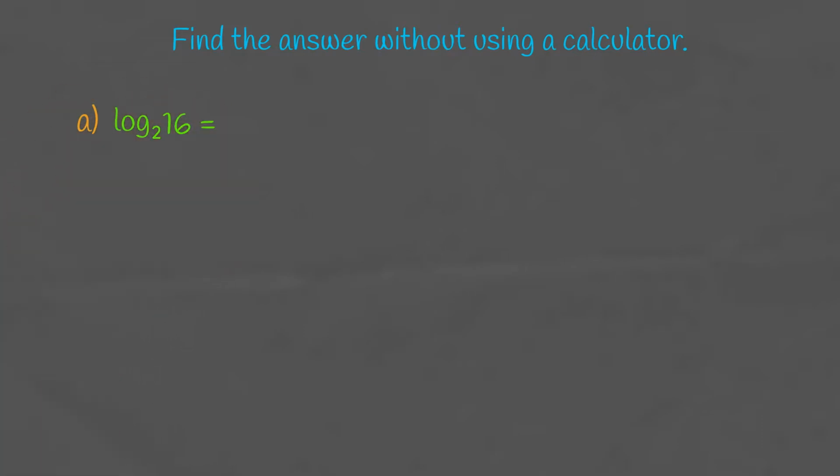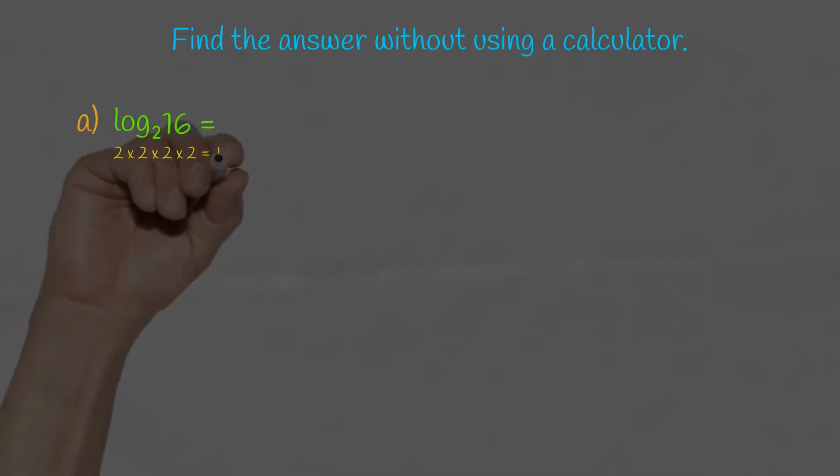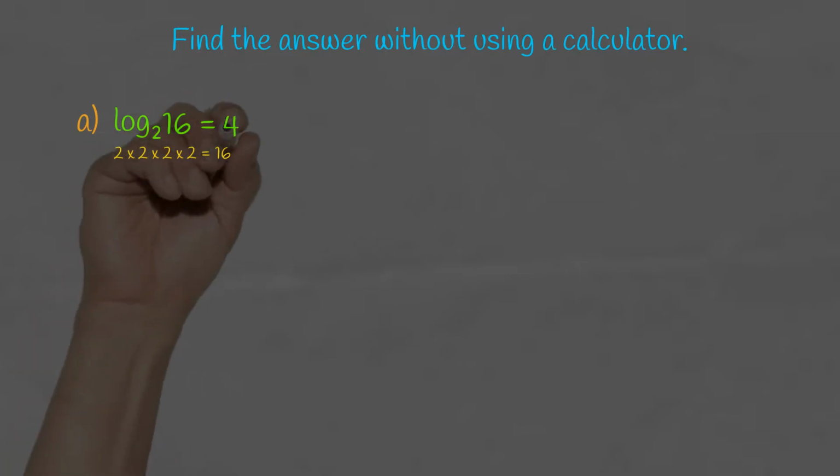So to start with, log to base 2 of 16. How many times do we have to times the base number, which is a 2 in this case, by itself to get to 16? Well, 2 by 2 is 4, times by 2 is 8, times by 2 is 16. So we've multiplied 2 by itself 4 times to get to 16. Therefore, the answer to this is 4.